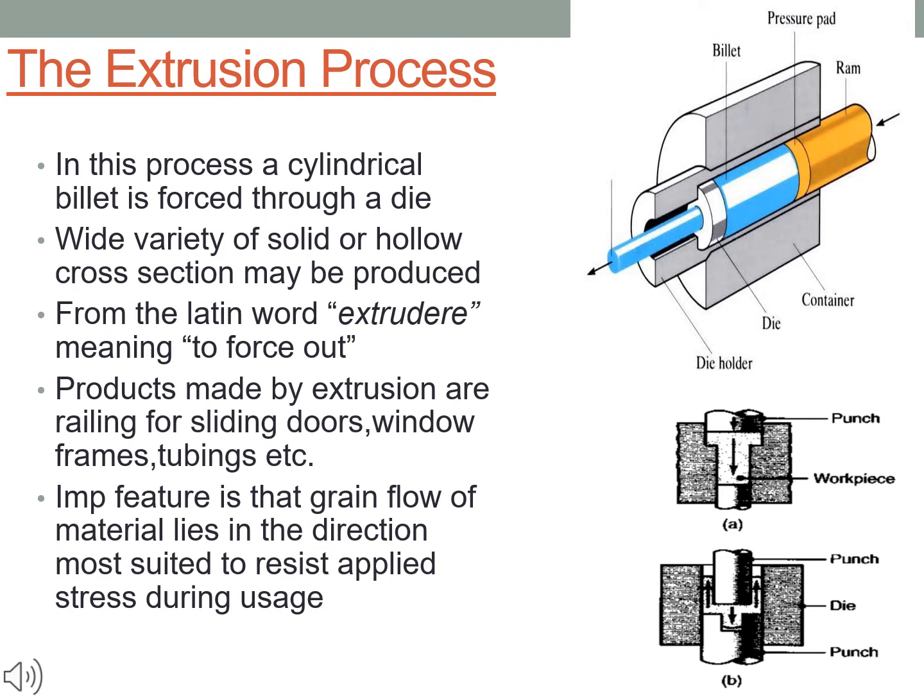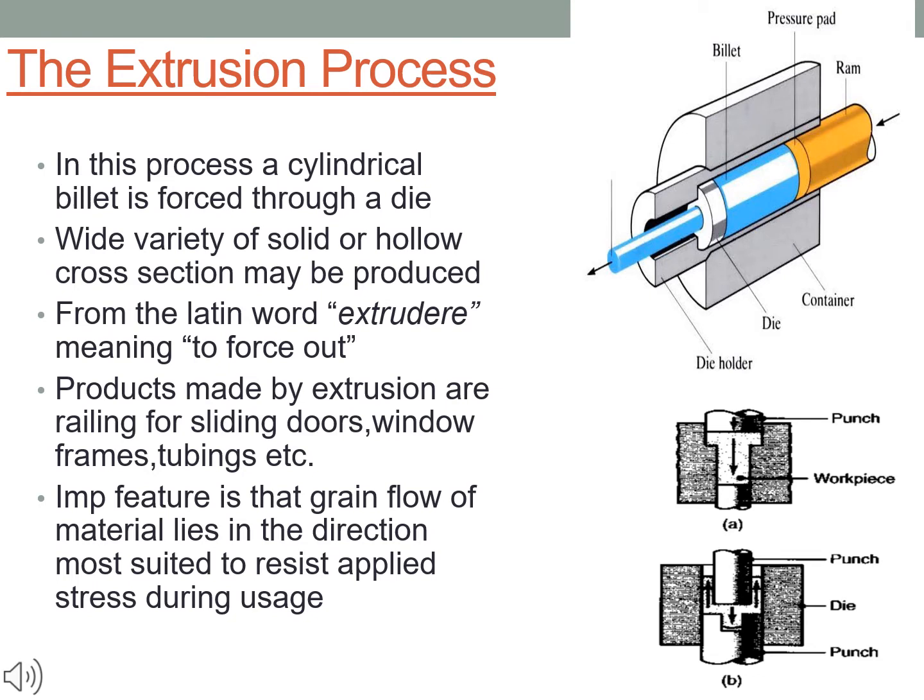A characteristic of extrusion is that large deformations can take place without fracture because the material is under high triaxial compression. Typical products made by extrusion are railing for sliding doors, window frames, tubing having various cross sections, aluminum ladder frames, and numerous structural and architectural shapes. Commonly used extruded materials are aluminum, copper, steel, magnesium, and lead.